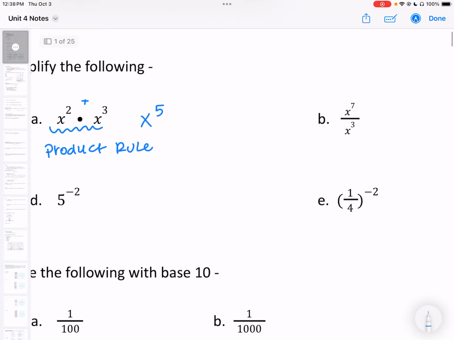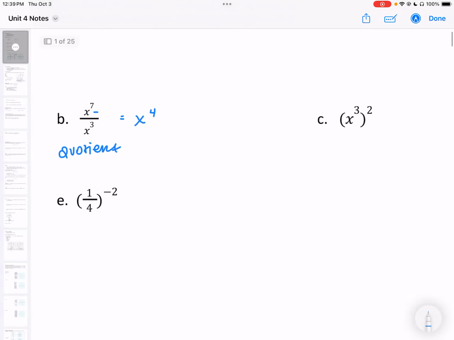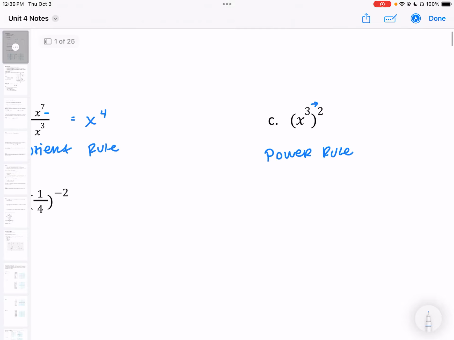In B, this is going to be called the quotient rule. When values are dividing, their exponents are going to subtract. In C, we have something called the power rule. When you take a power to a power, those are going to multiply. We will have x to the sixth.